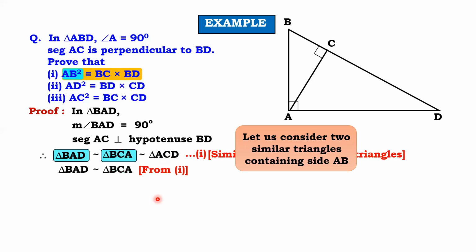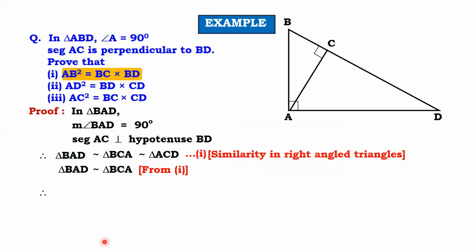Is it clear? So students, always remember, we have learned in similarity, whenever two triangles are similar, their corresponding sides are in proportion. I repeat again, whenever two triangles are similar, their corresponding sides are in proportion. So here we require two ratios with AB involved in it. So if you consider AB, then the corresponding side for AB in the second triangle is BC. Is it clear? So first ratio is AB upon BC.